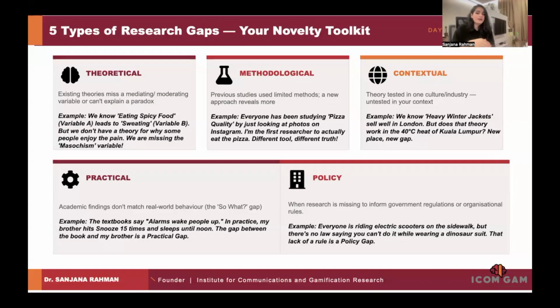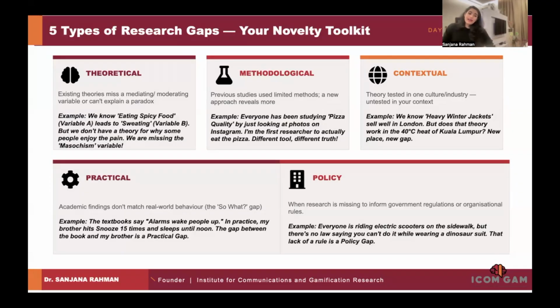The next one is the practical gap, when there is a mismatch between what academic books say should happen and what is actually happening in the real world. For example, the textbooks say that alarms wake people up. In practice, my brother or sister hits snooze 15 times and sleeps until noon. The gap between the book and what my sibling is doing is a practical gap.